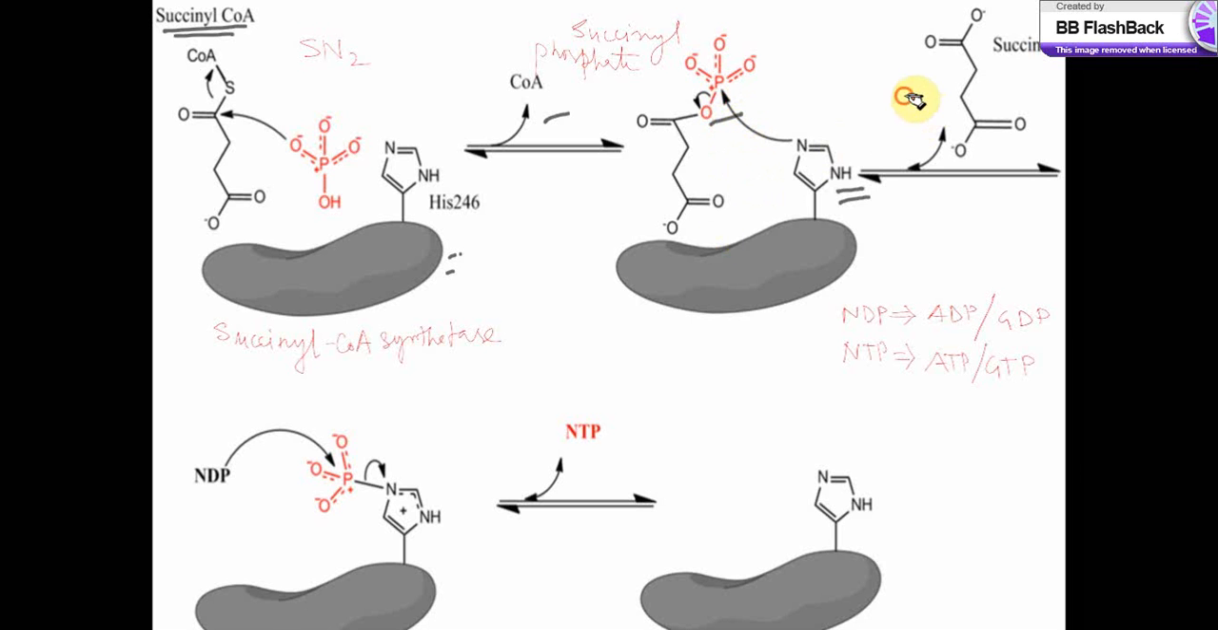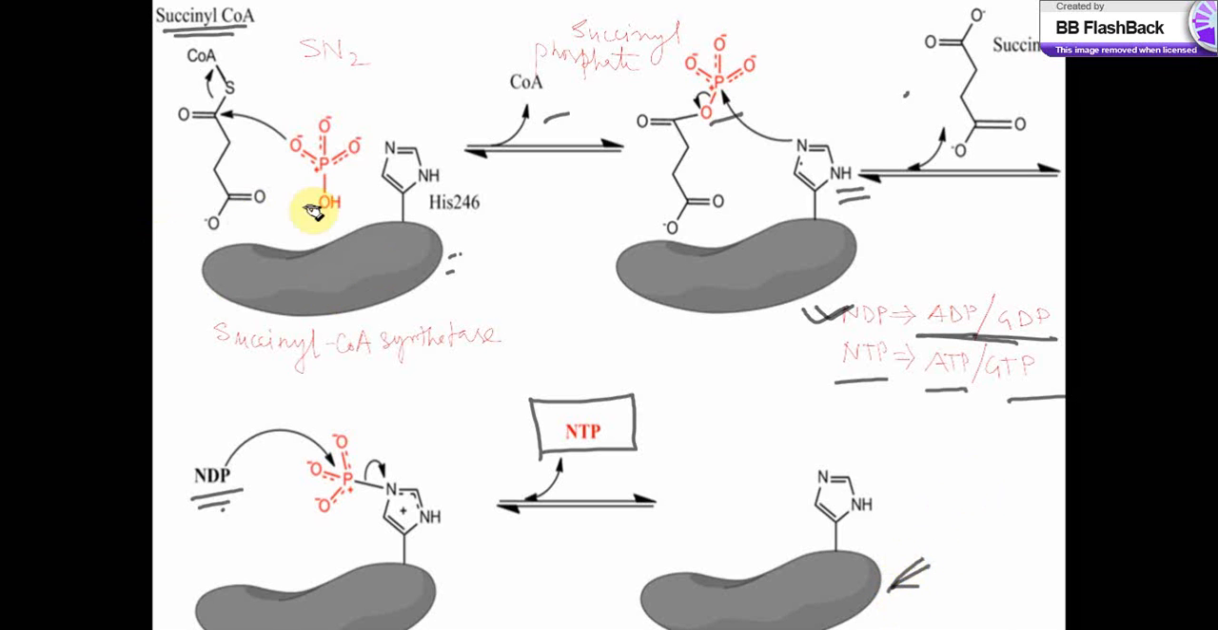The succinate will leave, and now it is attached with the histidine. Now histidine will introduce NDP. NDP is actually the ADP or the GDP. Look at this place, and it will transfer this phosphate group on the NDP and form this NTP. This NTP can be ATP or GTP, and then again the enzyme will come into its original form.